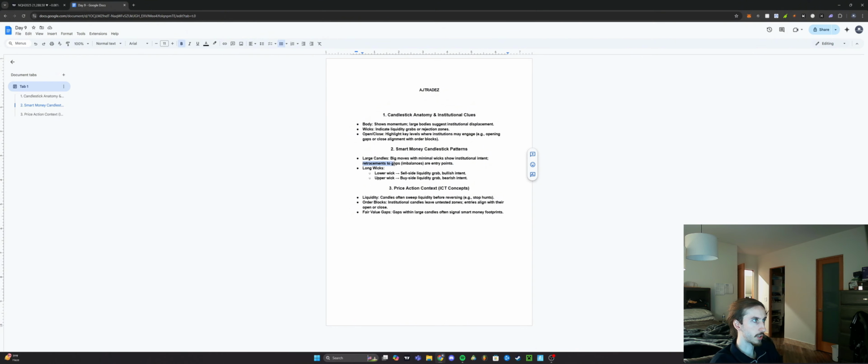You could also look at retracements into gaps, imbalances, fair value gaps. And those could be entry points as well. But I don't enter off just straight fair value gaps. I'm an inversion type of guy.